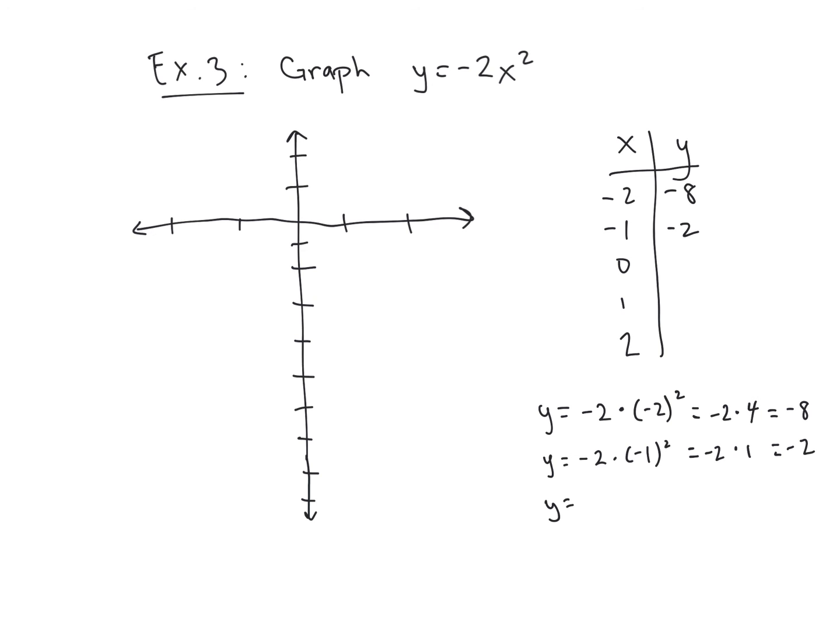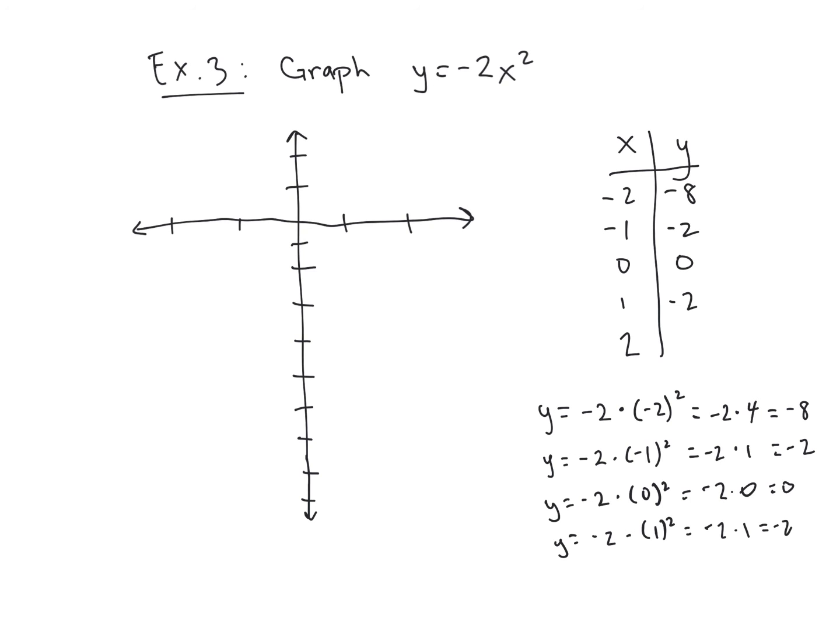I'm going to do 0, so negative 2 times 0 squared is negative 2 times 0, which is 0. Hopefully you notice that every time we do 0, we end up at the origin, because when I plug in 0, it makes 0, and then 0 multiplied by anything is still 0. Then I'm going to plug in 1, so negative 2 times a 1 squared is negative 2 times 1, which is negative 2.